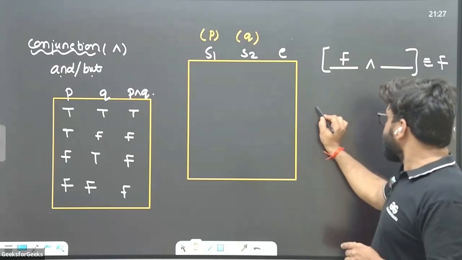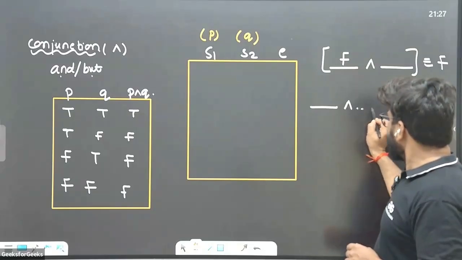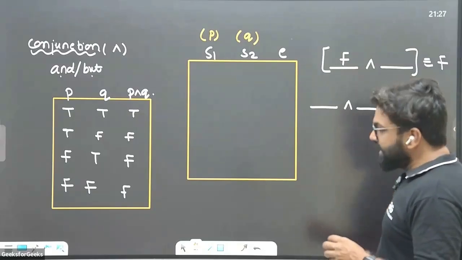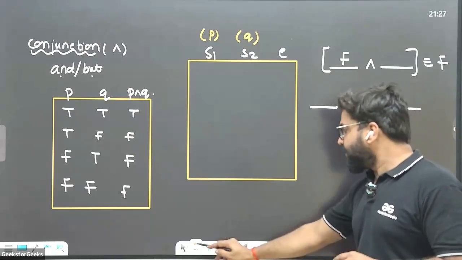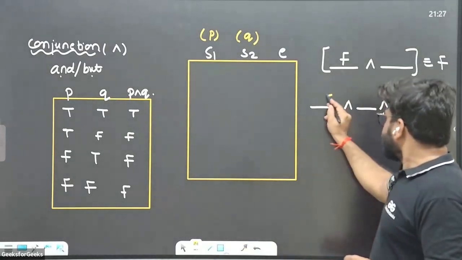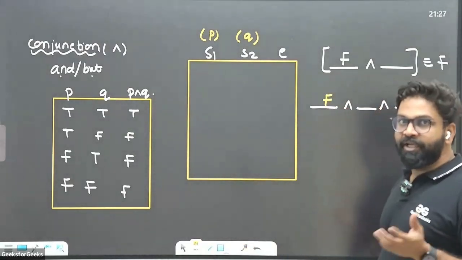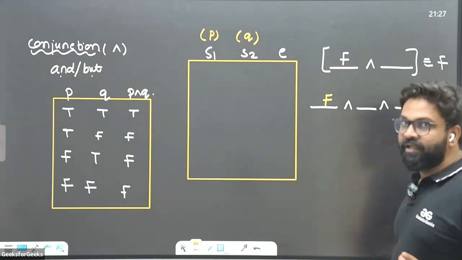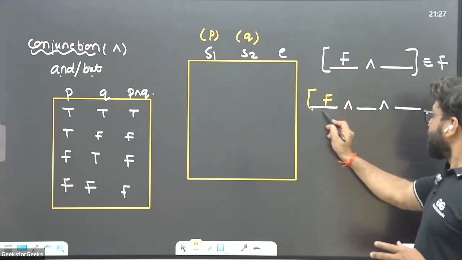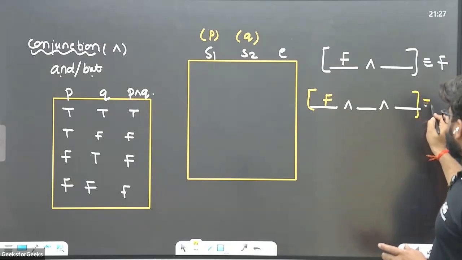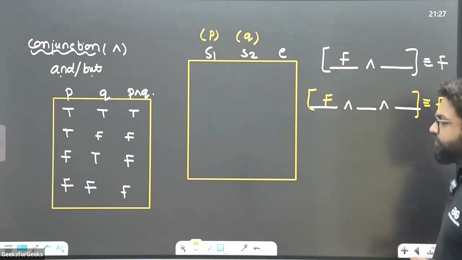Suppose there is a compound propositional statement made up of three simple propositional statements and one of them is false, then what will happen? It does not matter what the others are saying. Then we can definitely say that the whole statement will become false.